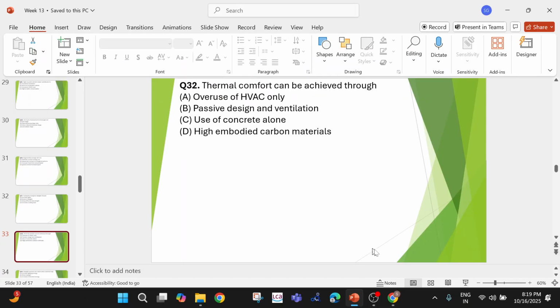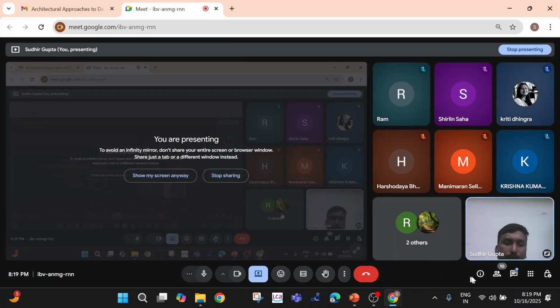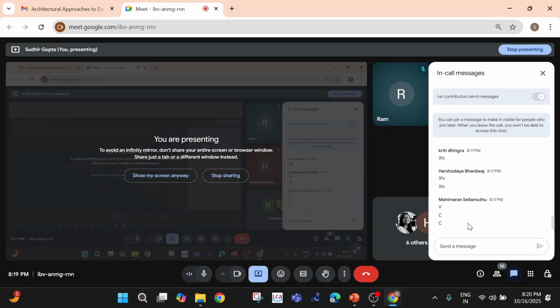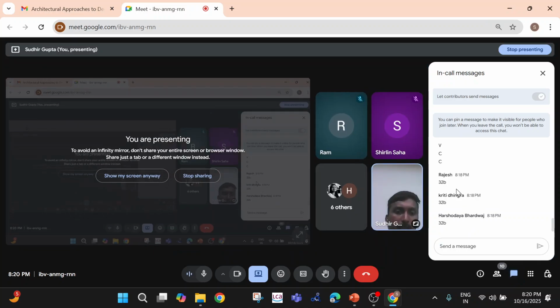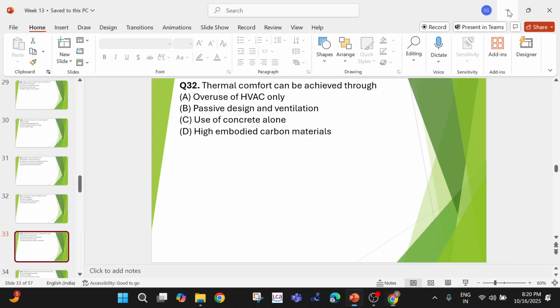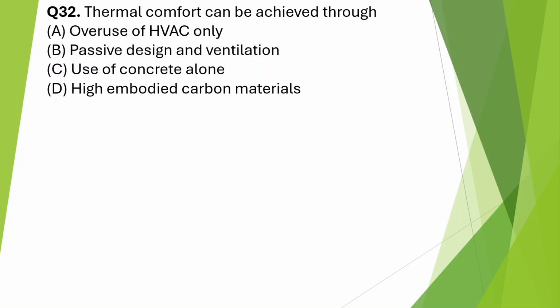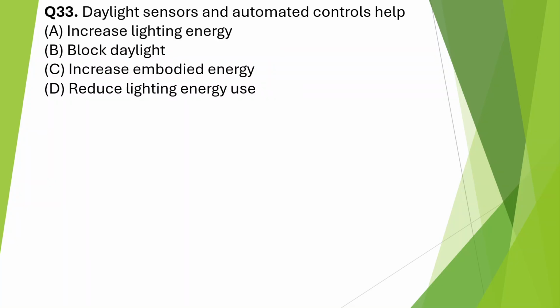So as I can see for this question number 32, B has been marked by Rajesh, Kirti and Harshadai, all of them, and option B is the correct answer, guys. That is passive design and ventilation. Apart from these, other parameters like orientation, ventilation and shading will all reduce the energy use and improve the thermal comfort. So all of you are correct. B is the correct answer. So let us move to question number 33.